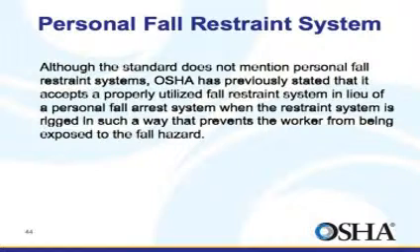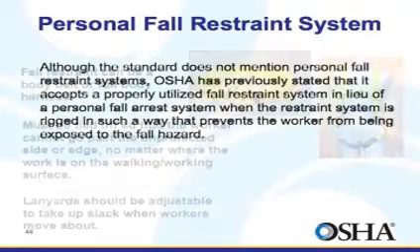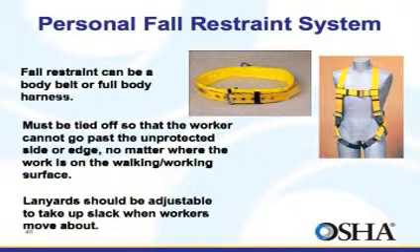Although the standard does not mention personal fall restraint system, OSHA has previously stated that it accepts a properly utilized fall restraint system in lieu of personal fall arrest system when the restraint system is rigged so that the worker cannot get to the fall hazard. Personal fall restraint is used mainly for edge work. It can sometimes be difficult to keep the proper slack and is not used for most residential roofing work. Fall restraints can be a body belt or a full body harness. It must be designed so that the worker cannot go past the leading edge, no matter where the work is being done, and the system should be adjustable to take up slack when workers move around to perform their jobs.